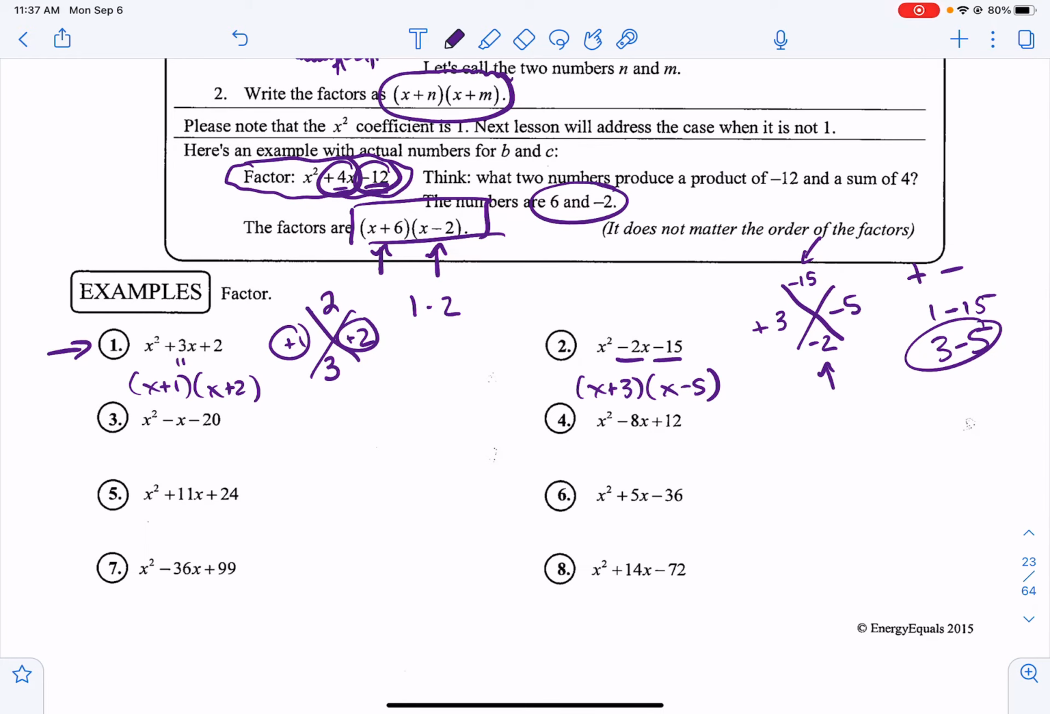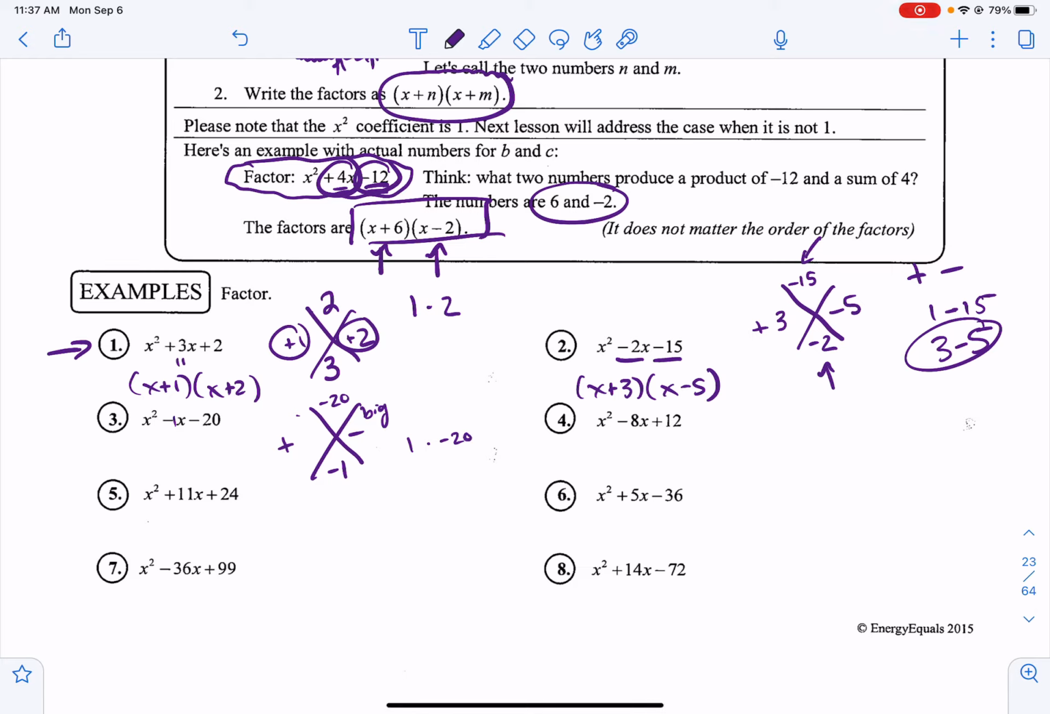Number 3, x squared minus x, that's going to be, right, a 1x, and minus 20. So when I draw my big X, I put the negative 20 on top and the negative 1 on the bottom. So back to my number sense. They multiply to be a negative. So I know that 1 is positive, 1 is negative. And when I add them together, I get a negative number. So my bigger number is going to be my negative number, whatever my bigger number is. So if I start looking at what multiplies to be negative 20, so that would be 1 times negative 20.